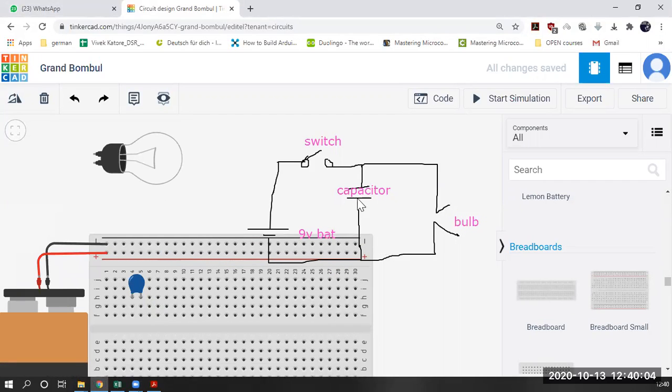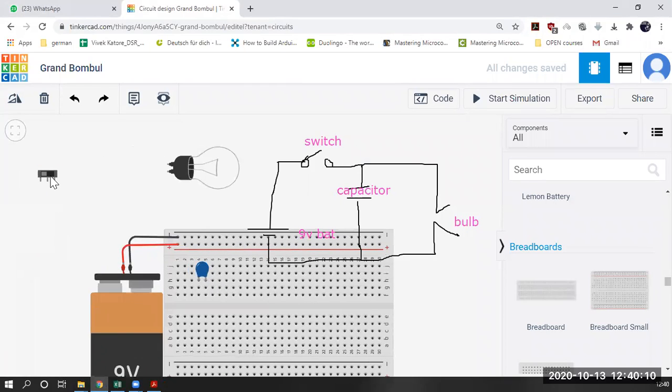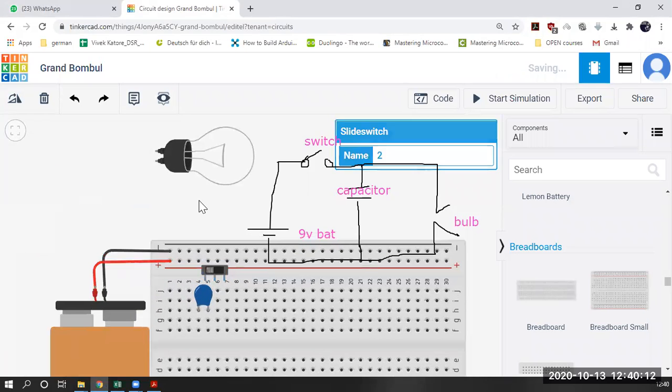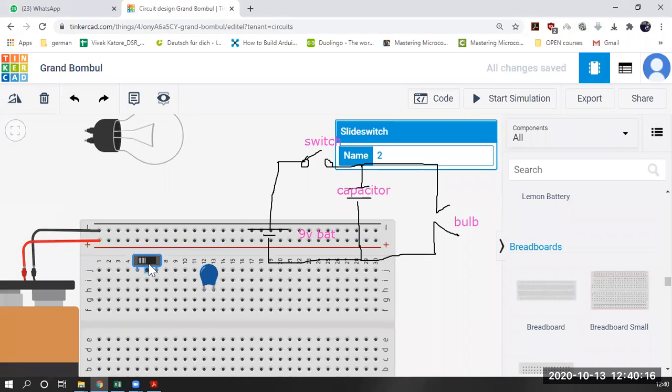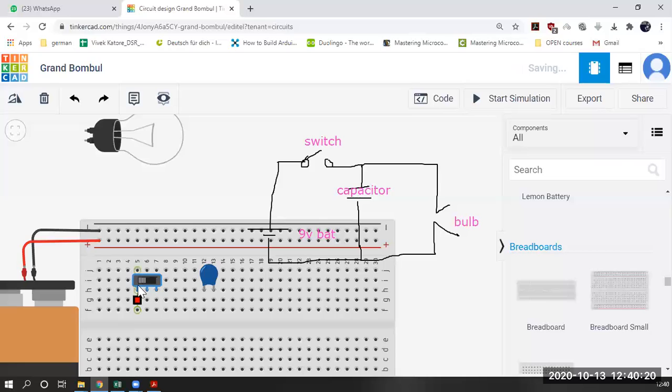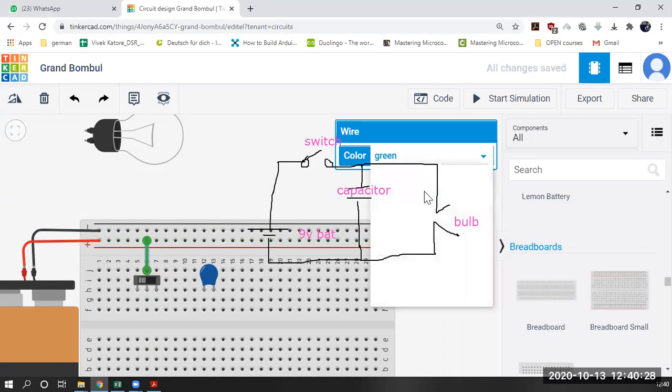Now look at the capacitor connection. Before that we have a switch. So I will take this switch. So let me take it here. Okay, I will connect it here. So the common terminal I will connect where? On the positive side. So I will connect here on the positive side. Okay, make it positive. Right.